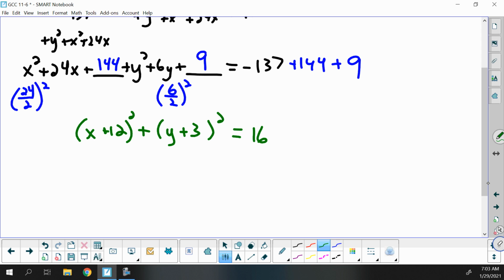And then to finish it off, our center is the opposite signs. So we have negative 12, negative 3. And our radius is just the square root of what we're equal to. So the radius is just square root of 16.